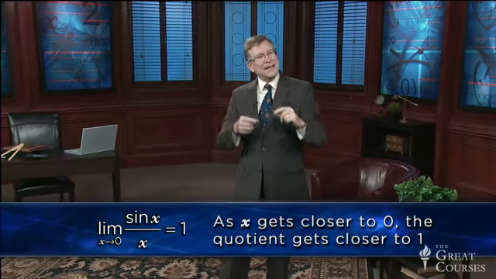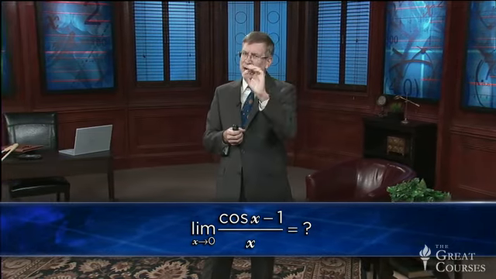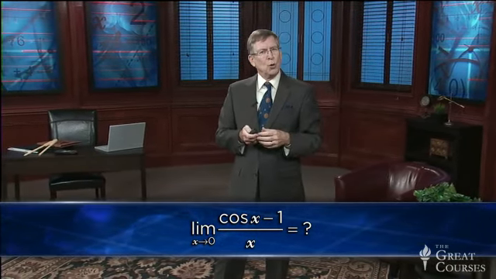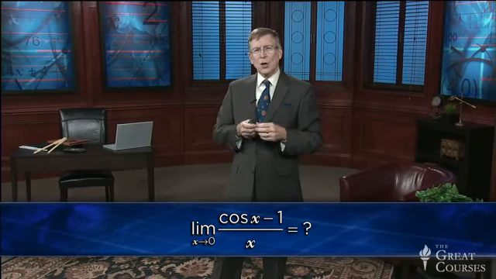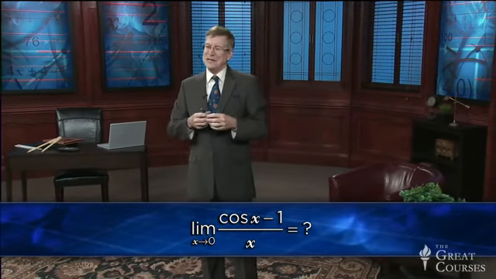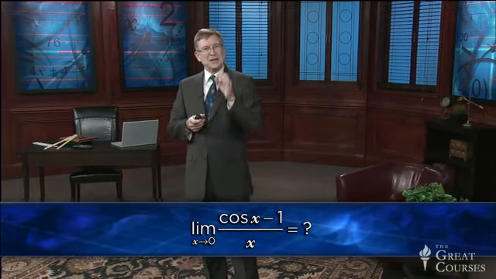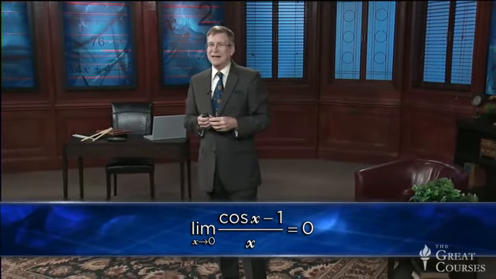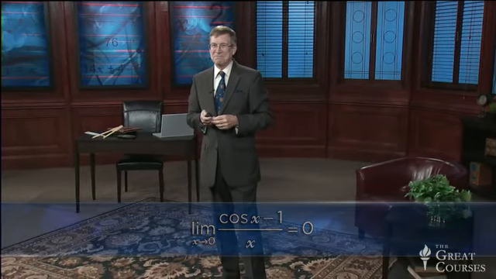And here's a related limit we'll also use. It's the limit of (cosine x minus 1) divided by x as x approaches 0. What does that limit equal? Well, you might have seen this in your calculus studies. It turns out that limit equals 0. And again, we'll use that limit a bit later.